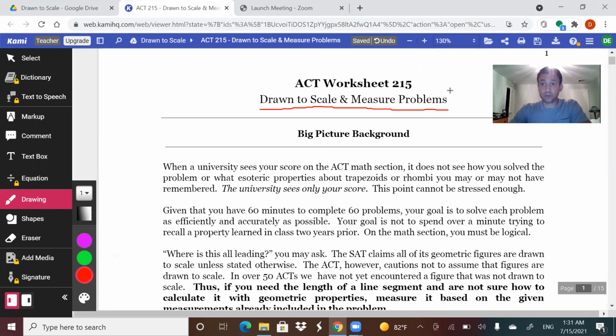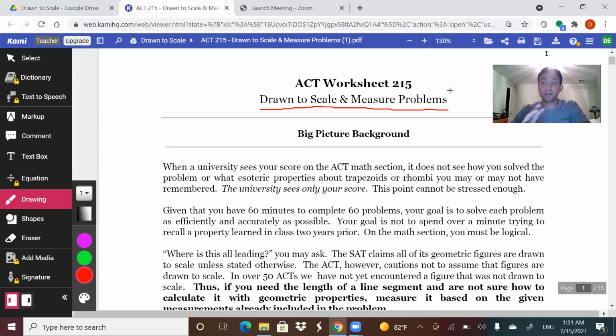I know figures are not drawn to scale on the GCSEs. I know on A levels they're not drawn to scale. You have to do things by the book. You have to go step by step through the algebra or through the geometry in order to get the correct solution. That is not the case on the ACTs nor on the SATs.